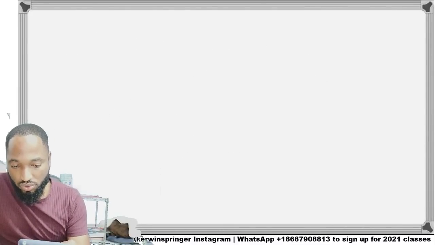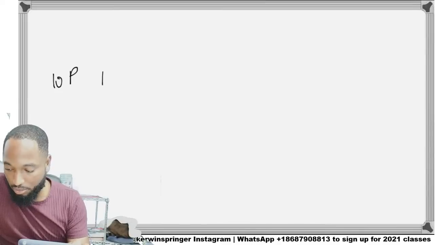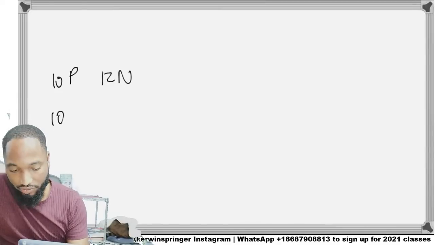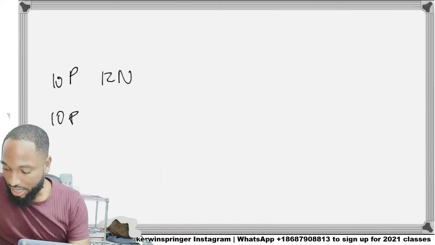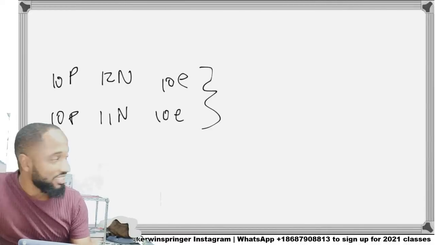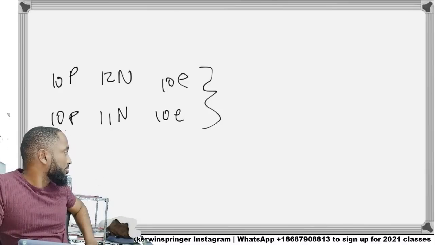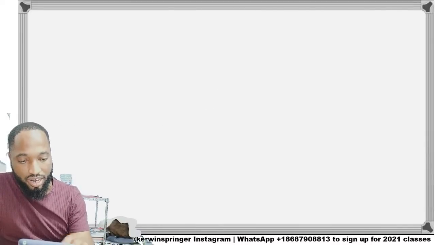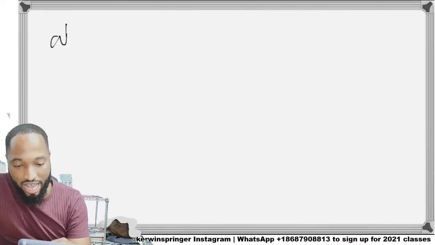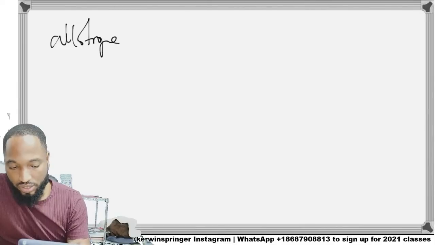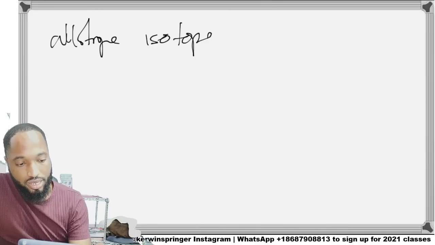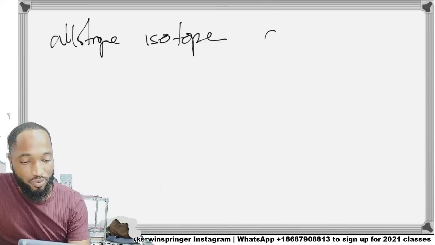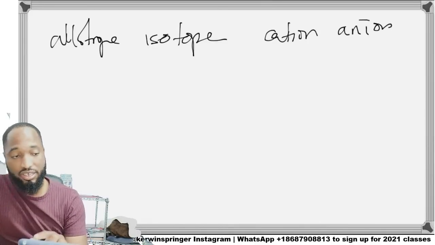If you're given two elements and you say this one has 10 protons, 12 neutrons, you need to understand all the different arrangements that come with this. 10 protons, 11 neutrons, 10 electrons. What are these to each other? What are they called? And while you're on that, you need to know what is an allotrope, what is an isotope, and you need to be able to identify whether something is a cation or anion.